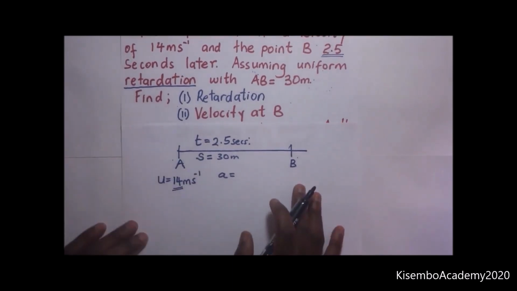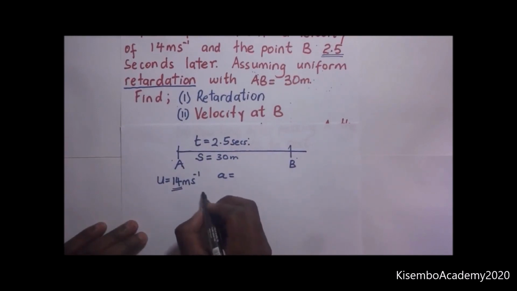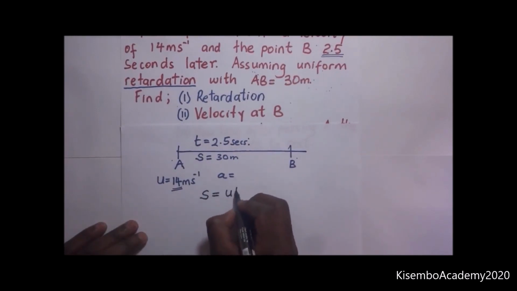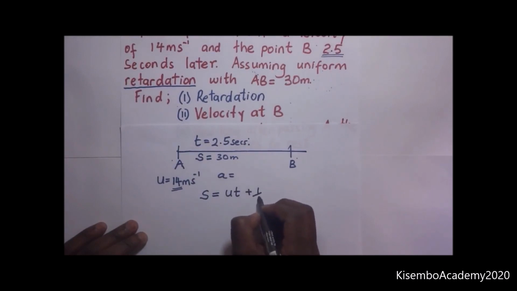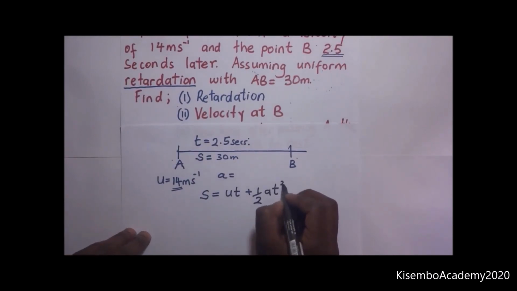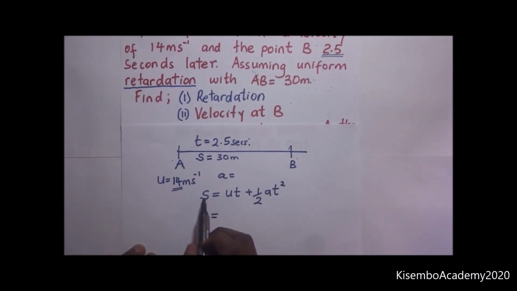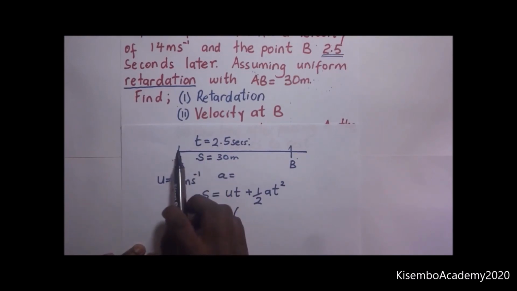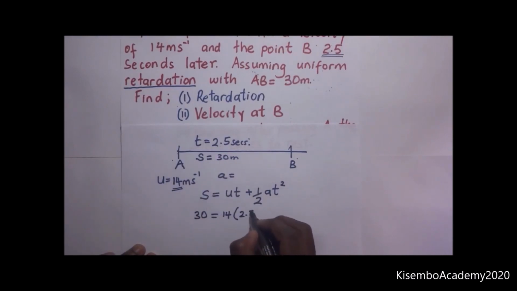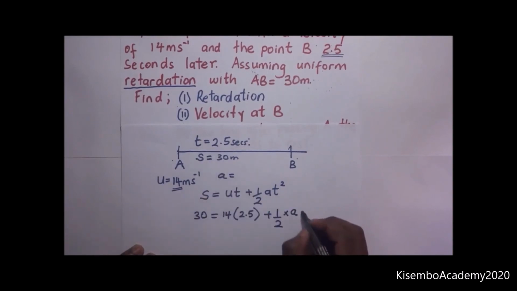So we shall pick the one that shows displacement, the displacement equation. S is going to be equal to ut plus a half at squared. And we know that our value of displacement S is 30 meters, so we have 30 meters is going to be equal to the initial velocity, which is 14, times the time. It takes 2.5 seconds to move from here to that point B, which is 2.5, plus a half times the acceleration, it is what we are looking for, times t squared. Now the time is definitely 2.5 squared.